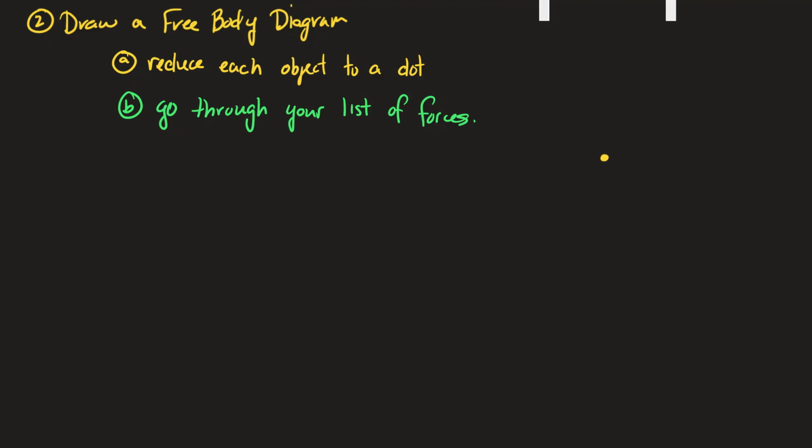Weight is always going to be the force of gravity acting towards the center of the earth from any object. So I think it's pretty clear our object's going to be experiencing the force of gravity. So we draw a single arrow downwards representing the force of gravity.